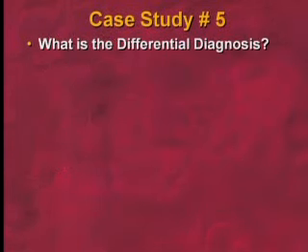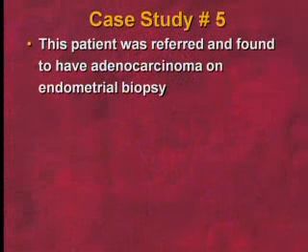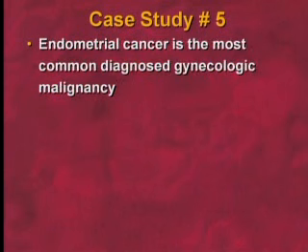So what is your differential diagnosis? High on the differential for this patient would be endometrial cancer. And remember that postmenopausal bleeding is always considered cancer until proven otherwise. This patient was referred and she was found to have adenocarcinoma on her endometrial biopsy. If you have any feelings at all about something amiss going on with your patients, I want to remind you that referral sometimes is the best management action for these patients. And certainly it never hurts to consult with our collaborating physician.